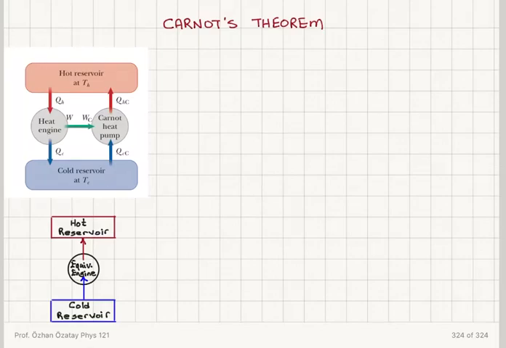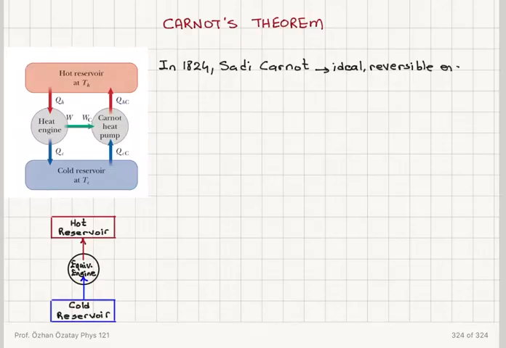Okay, so following our discussion on reversible and irreversible processes, there is a very important theorem by Carnot, and this was proposed in 1824. Carnot described a reversible engine that is operating between two energy reservoirs. So there is an ideal reversible engine.